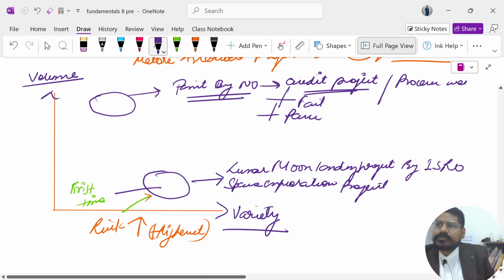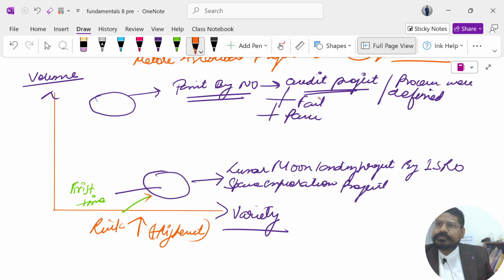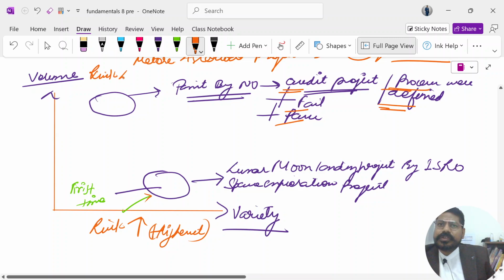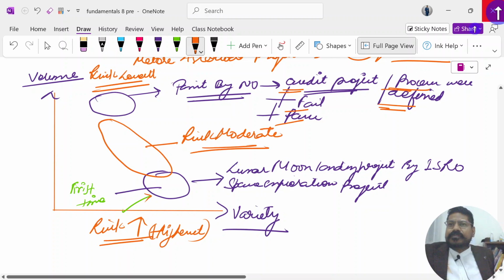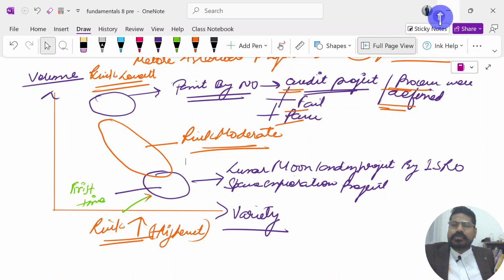Risk, what do you think? Risk is high or low? Obviously, when you have completely defined processes, results are where you are very well aware about the results, so the risk is lowest. Here, risk was highest, and in between comes mix of these two, where risk is moderate. So anything, if you're doing a project which is first timer, if it is falling into that category, your risk would be highest. If the similar kind of projects has been done in the past, the risk becomes lower. I hope this concept is clear.